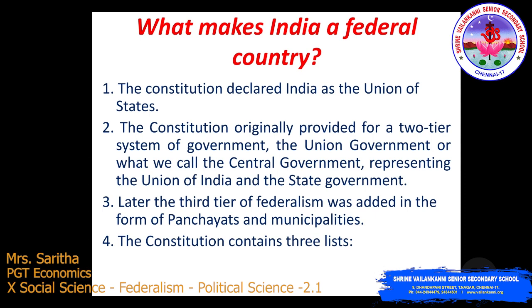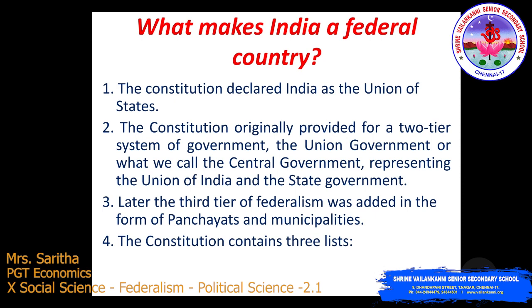The constitution originally provided for a two-tier system of government: the union government, or what we call the central government, and the state government. Later, the third tier of federalism was added in the form of panchayats and municipalities.